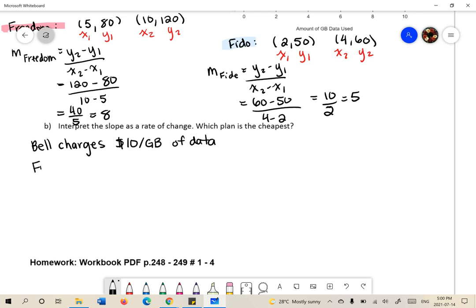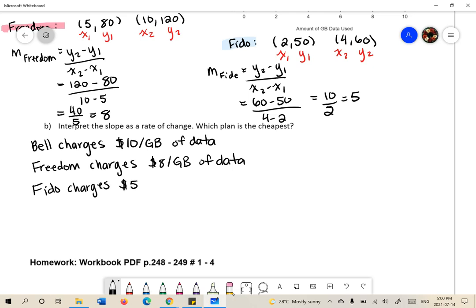Freedom charges $8 per gigabyte of data, and Fido charges $5 per gigabyte of data. So which one is the cheapest? Looking at these unit rates, well, it's cheaper to go with Fido.